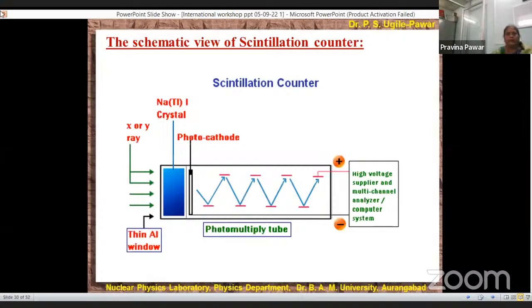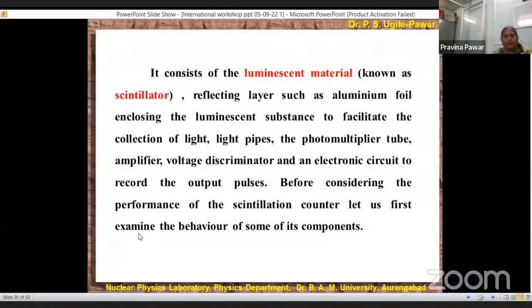The schematic view of a scintillation counter. Here is the scintillation counter, and the PMT is present in it. X-rays, gamma rays, NaI(Tl) crystal, that is sodium iodide doped with thallium, and the PMT. These are the dynodes. It consists of the luminescent material known as scintillators, reflecting layers such as aluminium foil enclosing the luminescent substance to facilitate the collection of light, light pipes, the photomultiplier tube, amplifier, voltage discriminator, and an electronic circuit to record the output pulses.